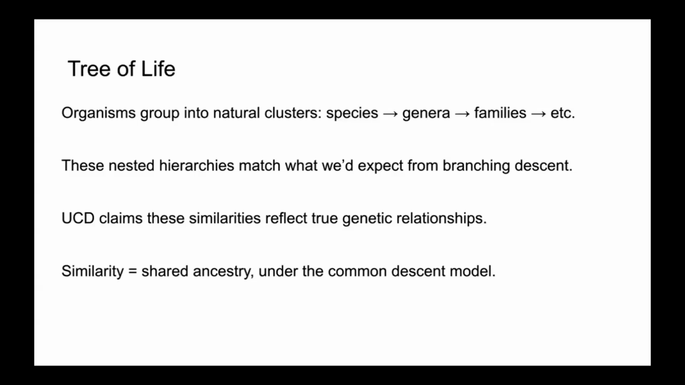Now, what universal common descent posits is that the groups we can form of these life forms reflect actual genetic relationships, right? So organisms that look more similar are believed to be more closely related in terms of ancestry. And so if universal common descent is true, the pattern of similarity across all species should line up into one consistent family tree. The logic here is essentially that the more similarity, the more common descent. Or in other words, similarity equals shared ancestry.